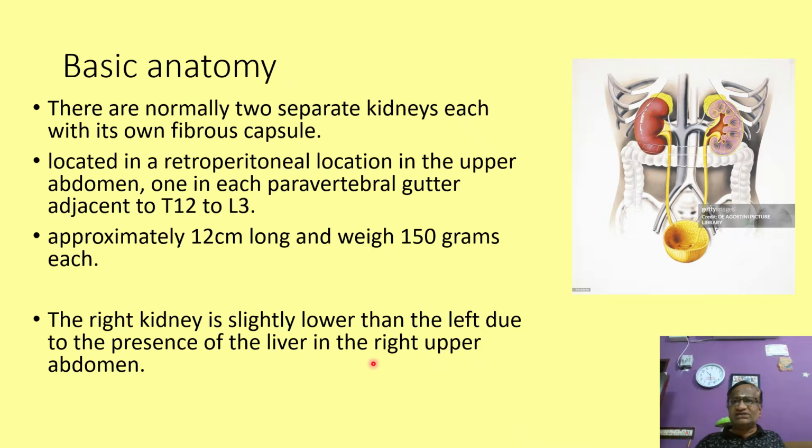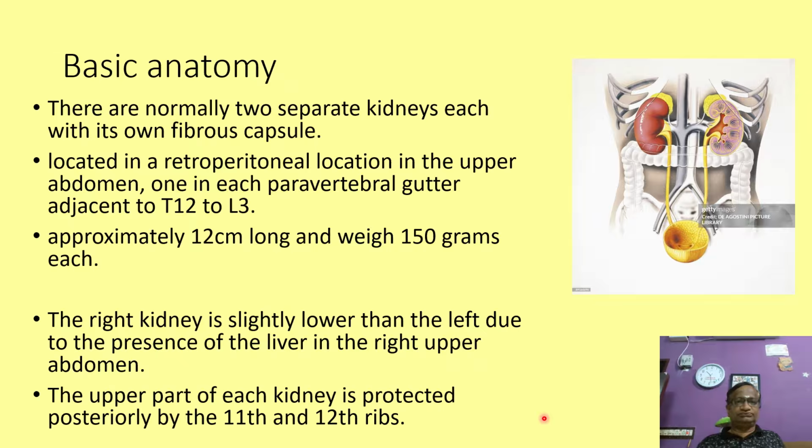You can see the right kidney is slightly lower than the left kidney because the liver pushes it down slightly. The upper pole of the kidney is slightly protected from injuries by the ribs.